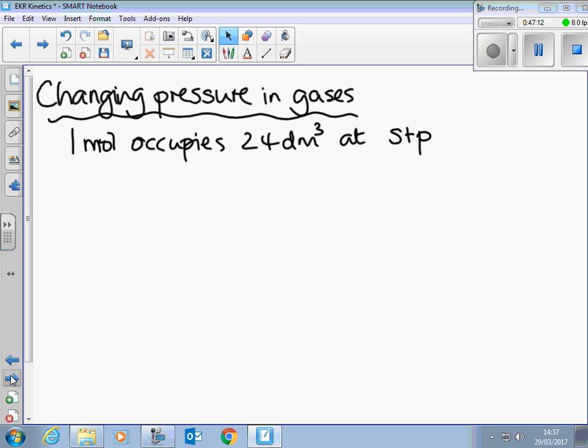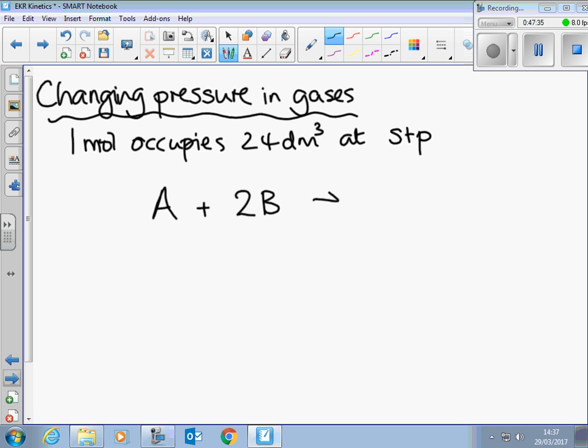Does it start on the previous? No. Have I lost a page? I haven't got an example. Which one are we using? Oh, it's still the A plus 2B. All right, okay. If we're still using this one. Okay.